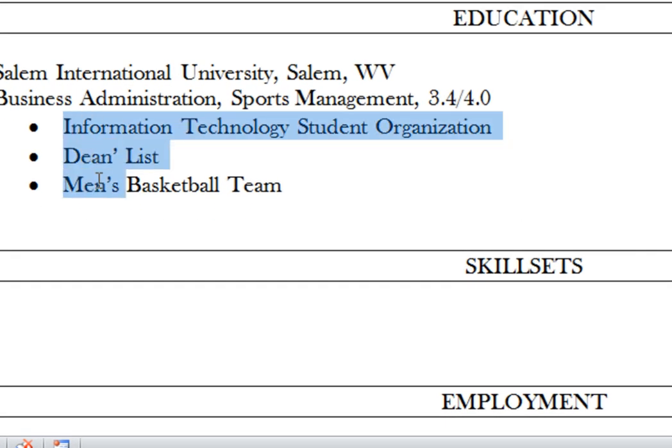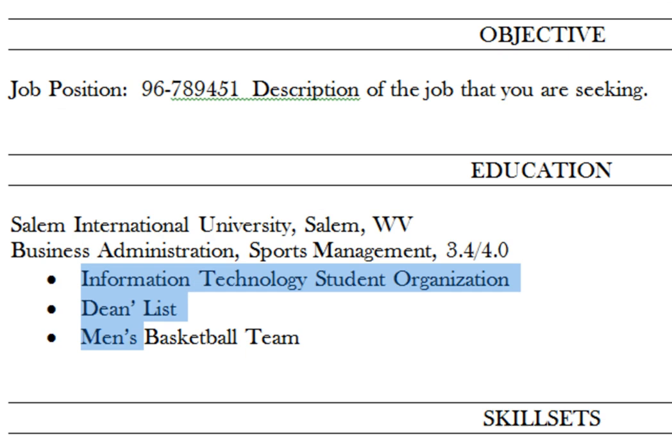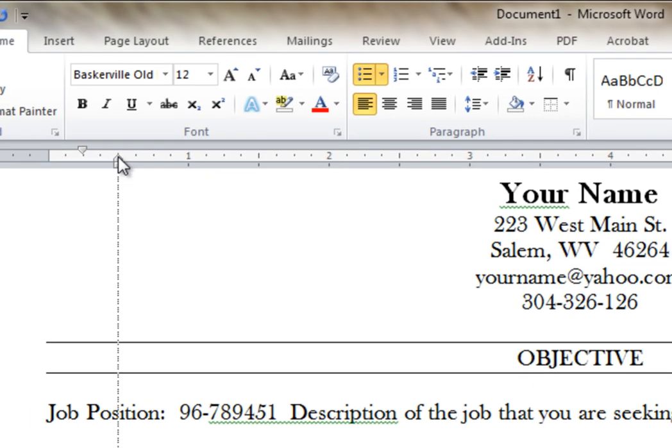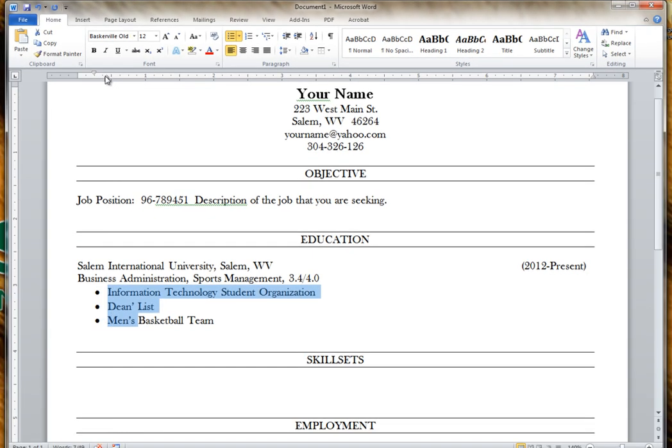So what I'm going to do is just highlight this, and if you come back up to the top of the screen, you can take the list and move it a little bit closer to your bullet. So I'm going to come back out a little bit, and that looks a little bit better.